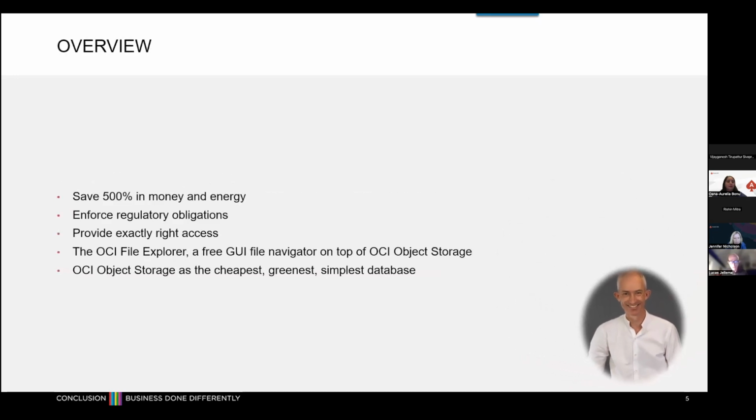So in this session, I'm going to talk about saving 500% on money and energy, and actually even more than that, and about enforcing regulatory obligations regarding data. Or to talk about providing exactly the right access to data, which of course is data on object storage. And I'm also going to briefly introduce the OCI File Explorer, a very simple tool that I built myself that I'm sharing with you, that makes use of some of the features of object storage that I'm talking about. And finally, I'm going to talk a little bit about how to use object storage as probably the cheapest, greenest, and simplest database of them all. Not for all use cases, obviously, but for some.